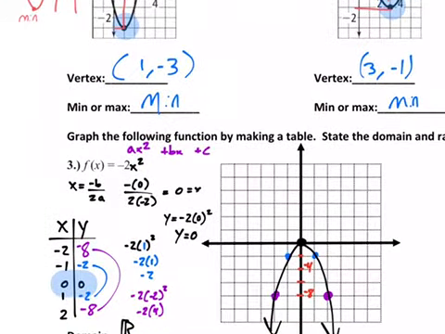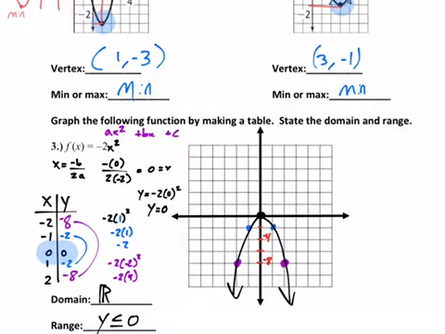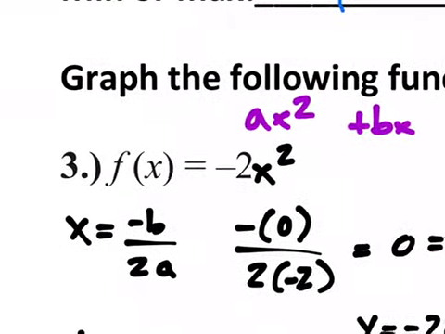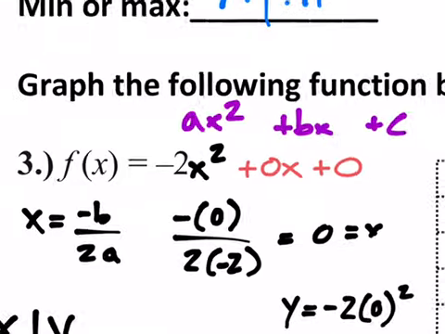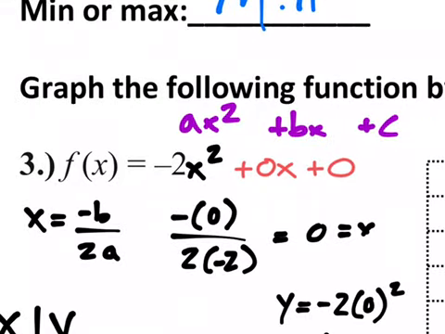Alright, so graph the following by making a table and state the domain and range. So here's the function. And you might be able to view this easier if you also imagine that this is plus 0x and then plus 0. That way it fits ax squared plus bx plus c right here.